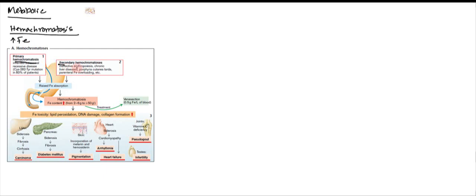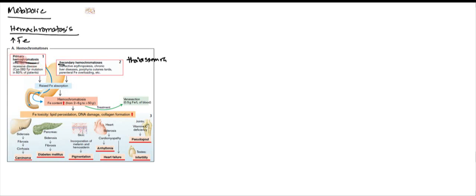So secondary can be ineffective erythropoiesis. This can be something such as thalassemia patients who are constantly getting blood transfusions. You can get chronic liver disease because you can't break down iron. Some porphyrias, and even parenteral iron overloading, which is again too much transfusion.